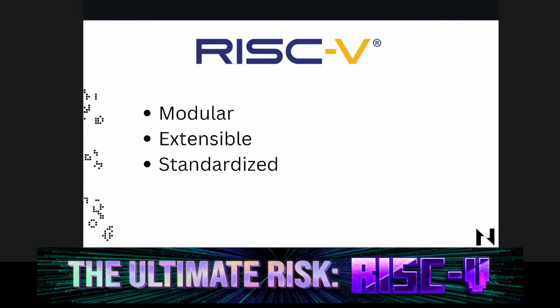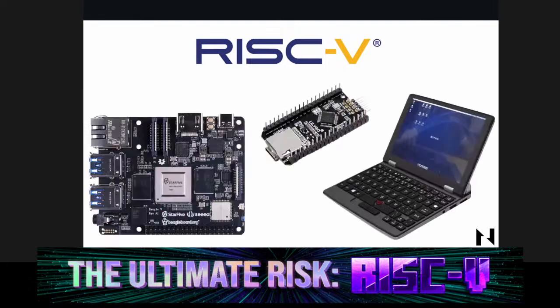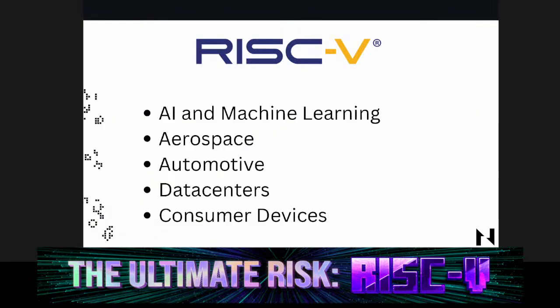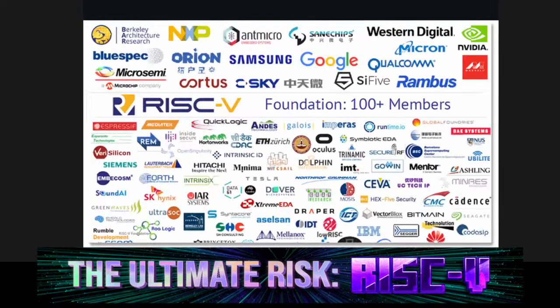RISC-V is modular. Its capabilities can be expanded with extensions, and it's undergone a rigorous standards process over the course of many years. You can find RISC-V in a number of devices. Many of them are these single-board computers, and RISC-V has found a home across a number of different industries, including AI, machine learning, aerospace, automotive, in data centers, and in consumer devices. The RISC-V ecosystem is second to none. You can see the largest of tech companies have joined this effort for RISC-V, including Google, Samsung, Qualcomm, and more.